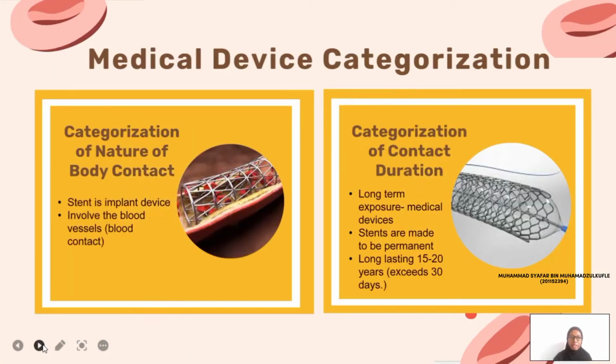Medical device categorization: we have categorization of nature of body contact and also categorization of contact duration. For categorization of nature of body contact, the stent is an implant device. A stent is a tube that is inserted into our vessels, thus it involves the blood vessel. For categorization of contact duration, it is a long-term exposure medical device. Stents are made to be permanent, which lasts for 15 to 20 years, exceeding 30 days.